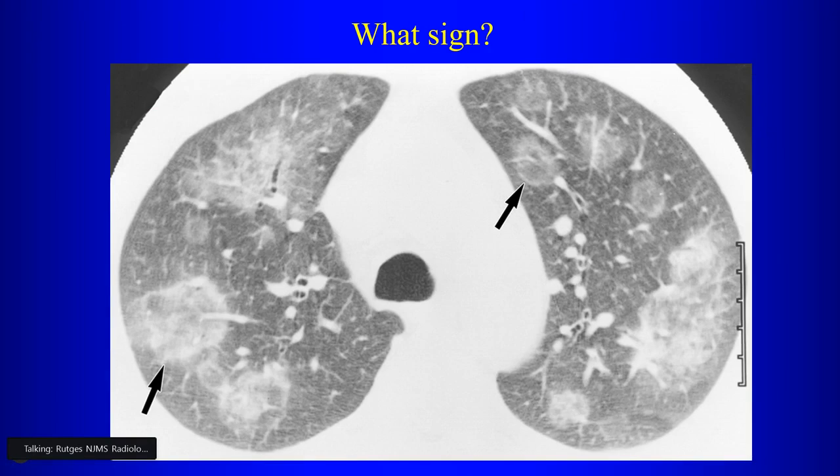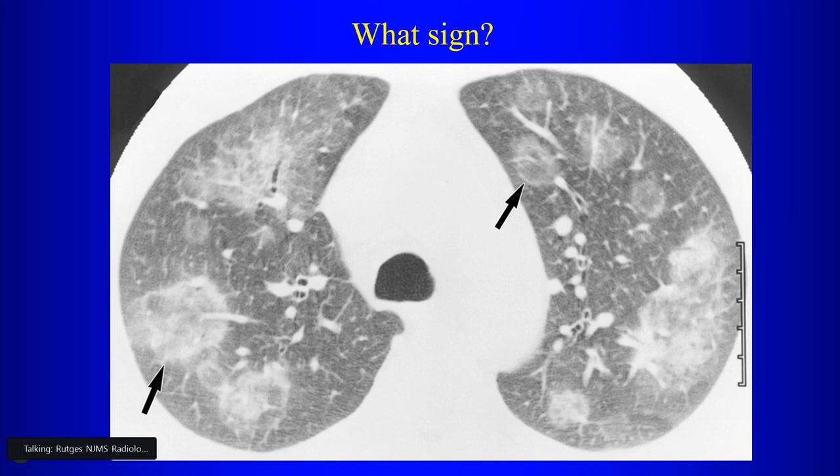Okay, there is a sign that in the literature has been associated with organizing pneumonia. The sign is called the atoll sign. The other term for this is reverse halo. Reverse halo, right? So what's the difference between the halo sign and the reverse halo sign?